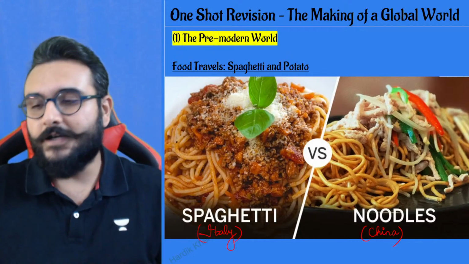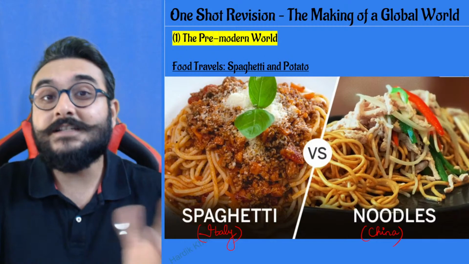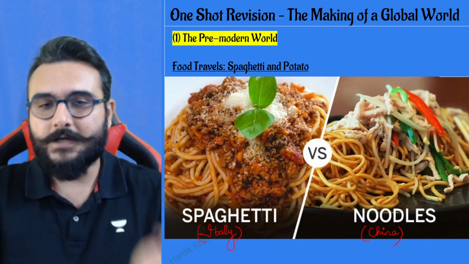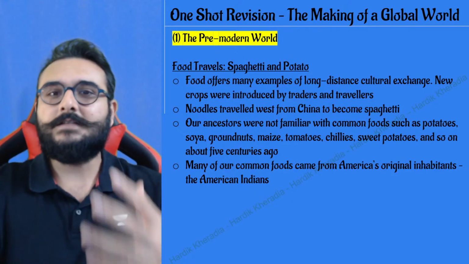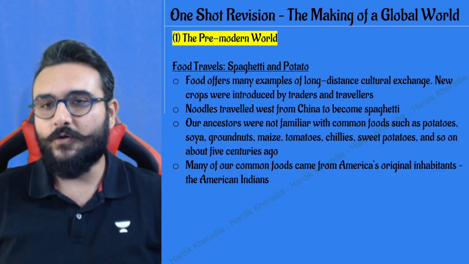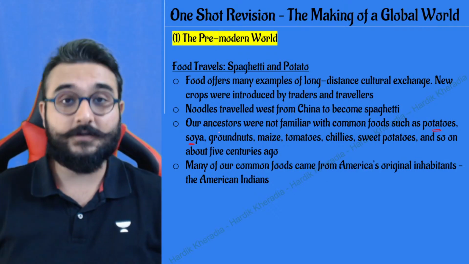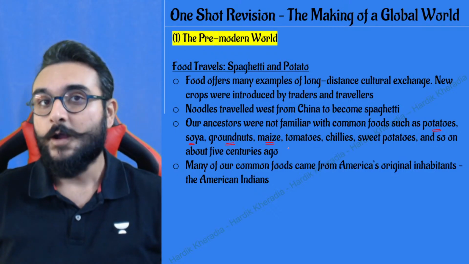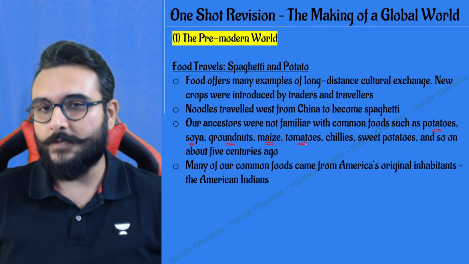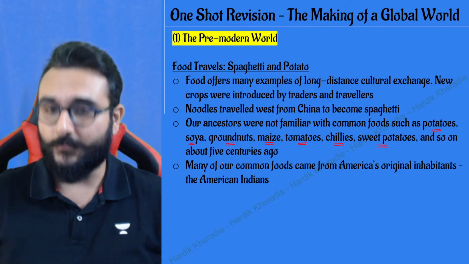In Italy it's called spaghetti, and in China it's called noodle. So it is said that somebody from Italy may have traveled to China and then brought this. And similarly, the story goes for potatoes, for soya, or we call it soya bean, groundnuts, maize means makai, भुट्टा जो हम लोग खाते हैं ना, tomatoes, chilies, sweet potatoes, and so on and so forth.